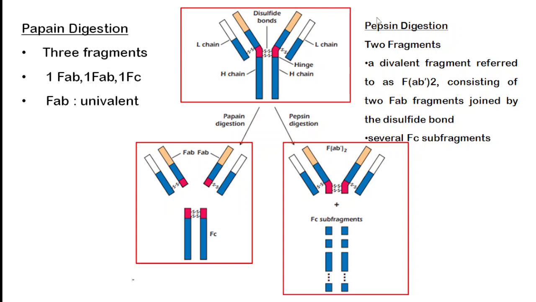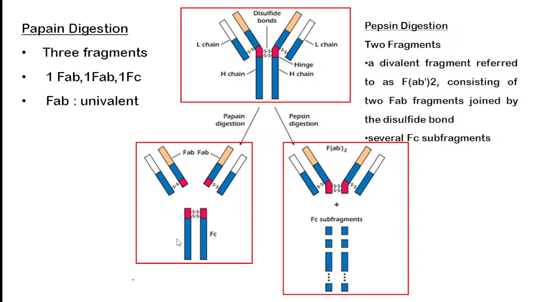Next, if you take pepsin digestion, it creates only two fragments. The main reason is that pepsin cuts below the disulfide bridge, whereas papain cuts above the disulfide bridge. In other words, papain cuts in the N-terminal portion, whereas pepsin cuts in the C-terminal portion. So pepsin produces two fragments. One is a divalent fragment referred to as F(ab')2. It consists of two Fab fragments joined by a disulfide bond, and it produces several Fc subfragments.